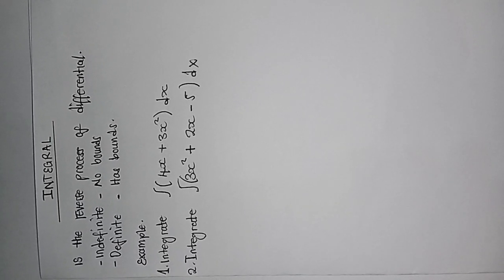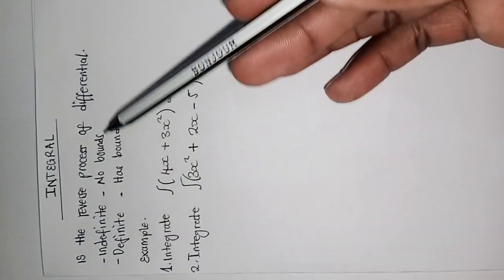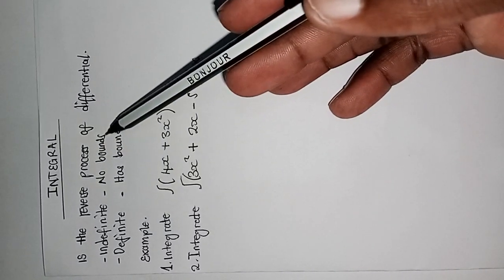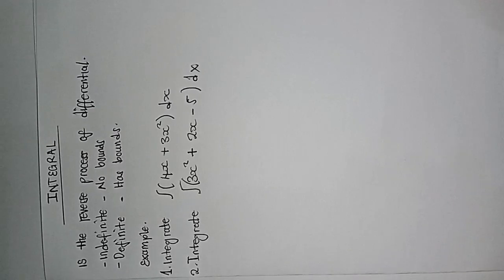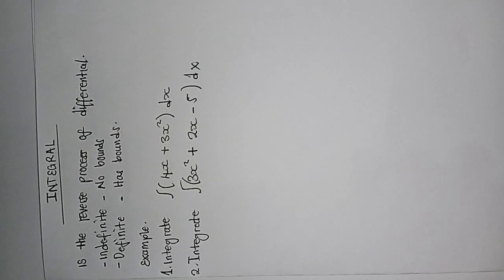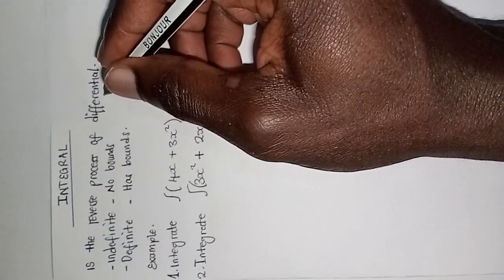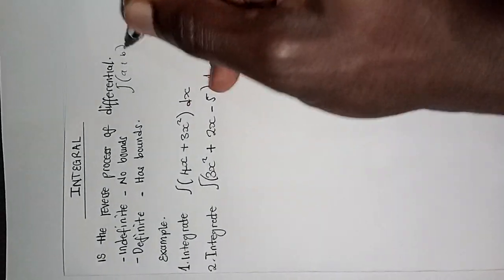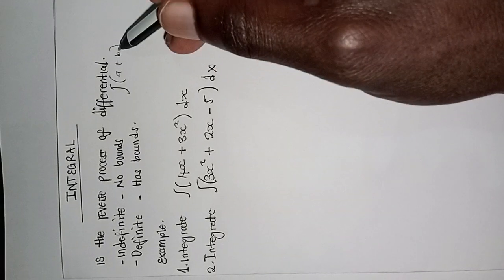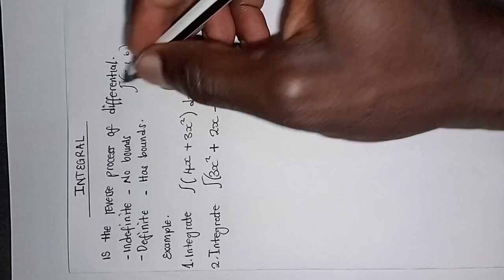Okay. So when we talk about the indefinite, it has no bounds. Then when we talk about the definite, it has bounds. Okay. So what does it mean to say the question has bounds or has no bounds? Example, when you just see a question like this, maybe a plus b in the brackets, then this is what we call the indefinite. Why? Because it has no bounds here.